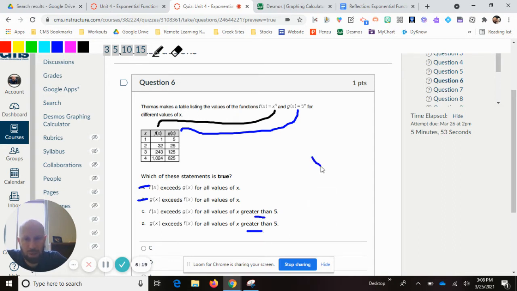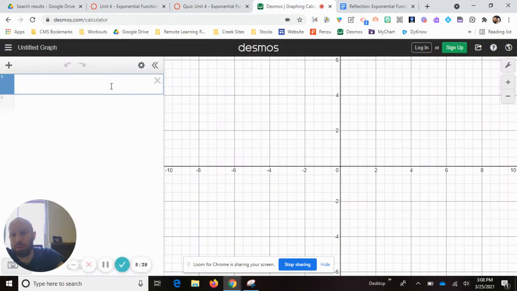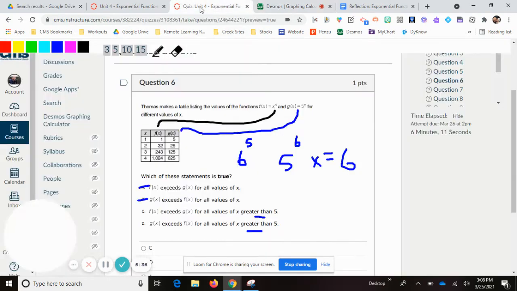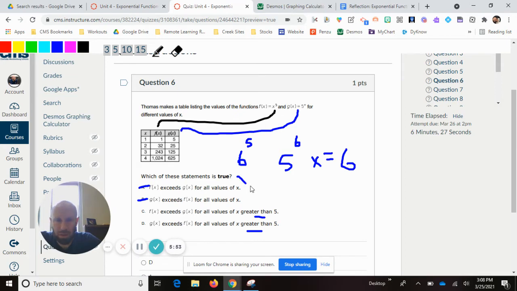So what if we use x is equal to 6? If x is equal to 6 now, we're going to come over and use Desmos. So the first one then would be 6 to the 5th. And then for g of x, it would be 5 to the 6th. So 6 to the 5th, get our exponent. This is going to be 7,776.